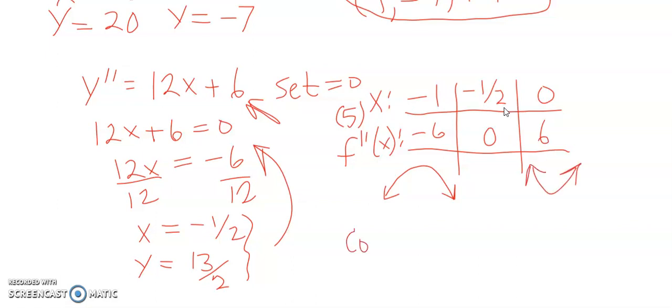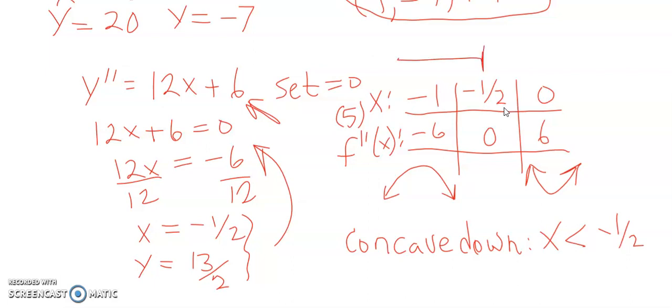So we can tell that the graph should be concave down when x is less than negative 1/2. That was our point of inflection, remember, from there down. And it's going to be concave up when x is greater than negative 1/2.